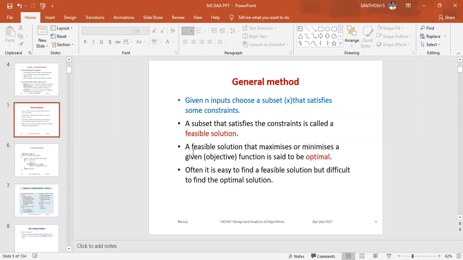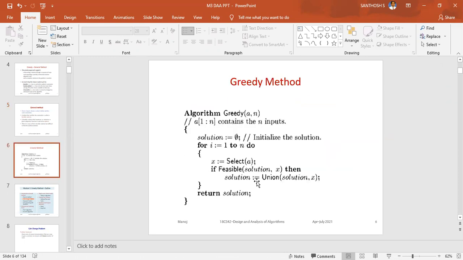Okay, so among the feasible solutions, the one which is minimum or maximum is said to be optimal. The feasible solution that minimizes or maximizes the given function is said to be optimal. So it is easy to find the feasible solution, but difficult to find the optimal solution. Same thing we have seen here. Initially, how many inputs are there here? 1 to n inputs. Have you found the solution? No. So initialize to 0.